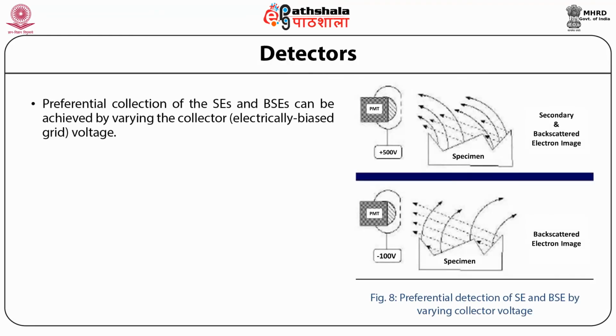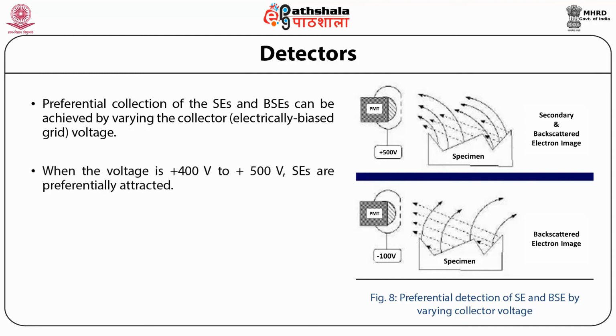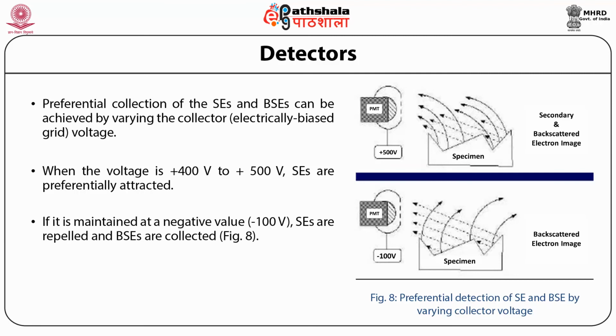The preferential collection of the SEs and BSEs can be achieved by varying the collector, that is the electrically biased grid voltage. When the voltage is plus 400 volts to plus 500 volts, secondary electrons are preferentially attracted. If it is maintained at a negative value, that is minus 100 volts, secondary electrons are repelled and backscattered electrons are collected, as is shown in figure 8.